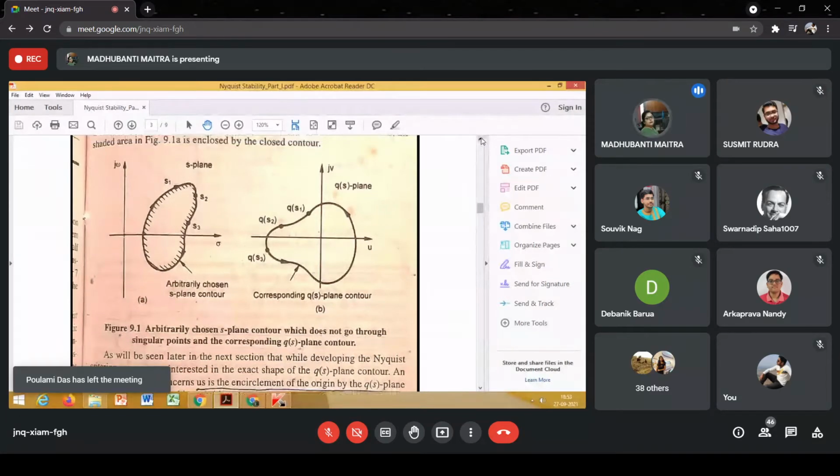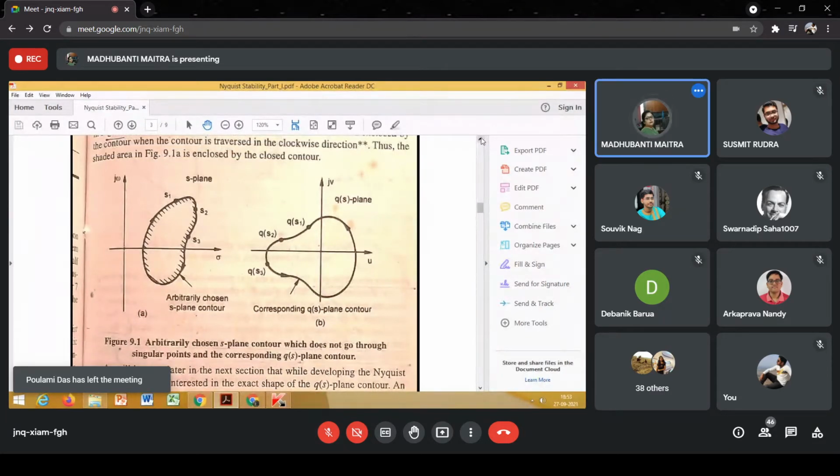Okay. Now let's take a closed contour. That means a closed curve, a closed contour on the S plane like this. You can see the closed curve. So we call it a contour, a closed contour on the S plane, an arbitrary contour.